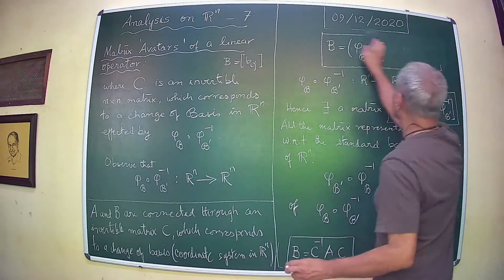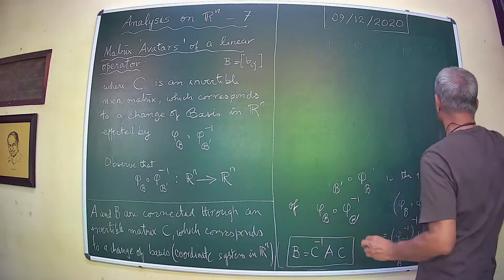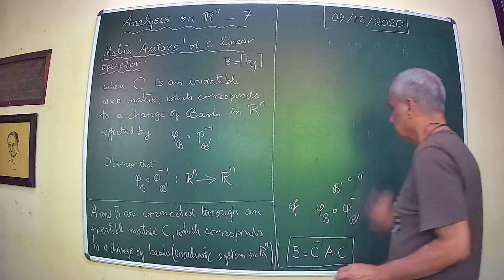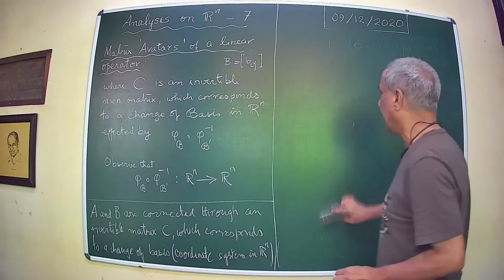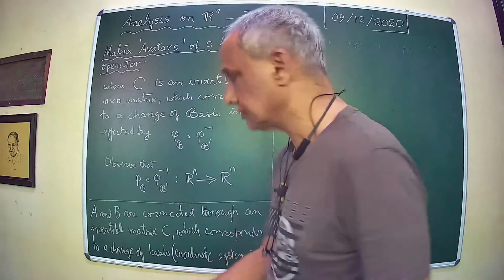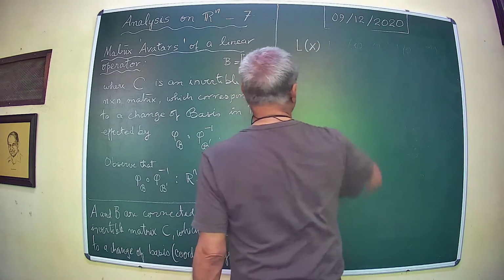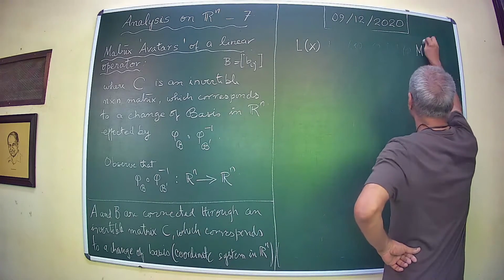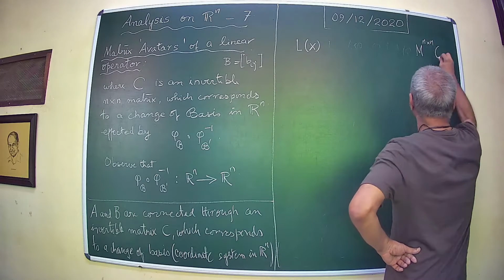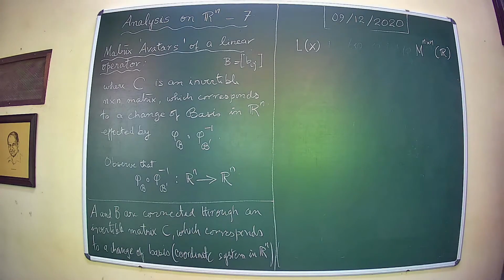So this observation is used. So we have explored this completely. Now let us ask a few questions. On one side you have the index, on the other side you have M n cross n, that is, all n by n matrices in R.